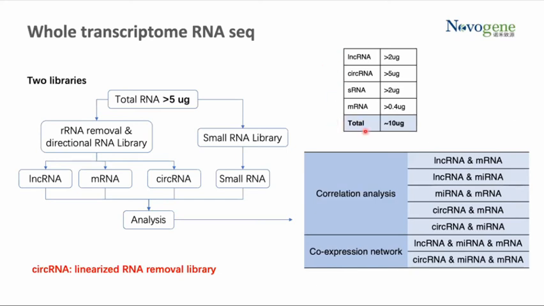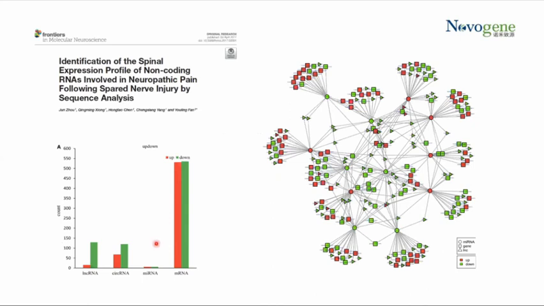And the other thing is, if you want to sequence all of those different types of RNAs separately, you may need to prepare more than 10 microgram of total RNA input. But for our whole transcriptome RNA-seq, we only need half of that. 5 microgram will be totally enough for us to move forward. And here we show you we can identify different types of RNAs and their network study through the whole transcriptome RNA-seq analysis.